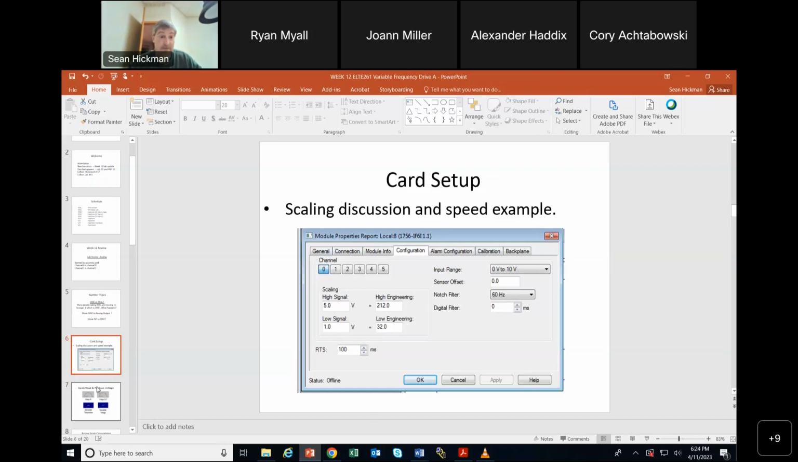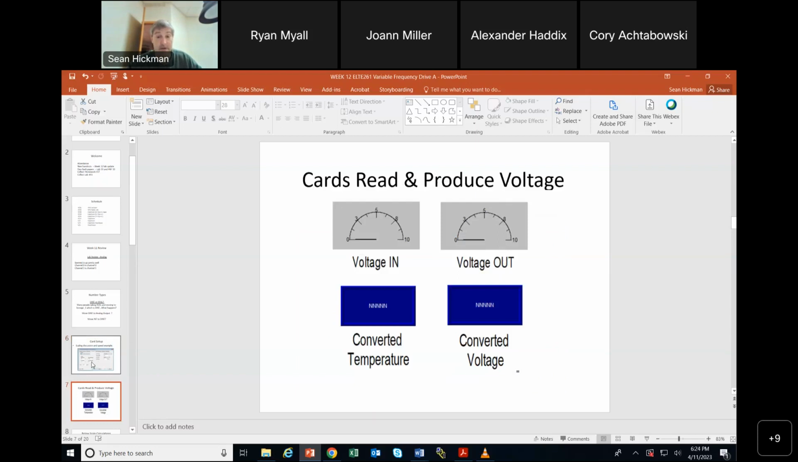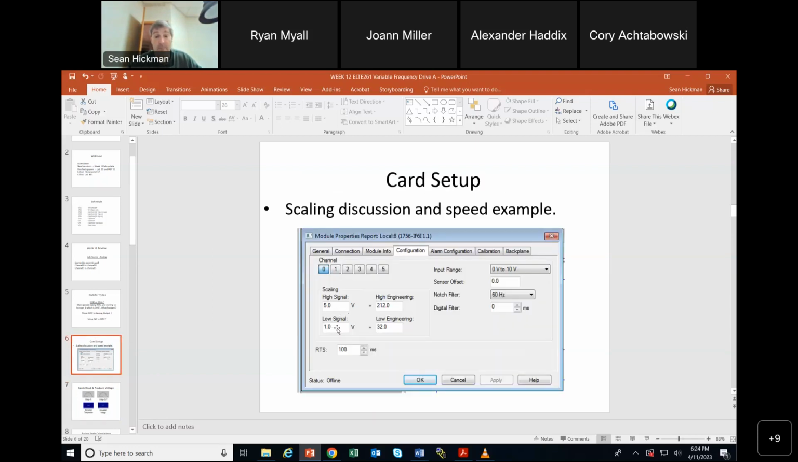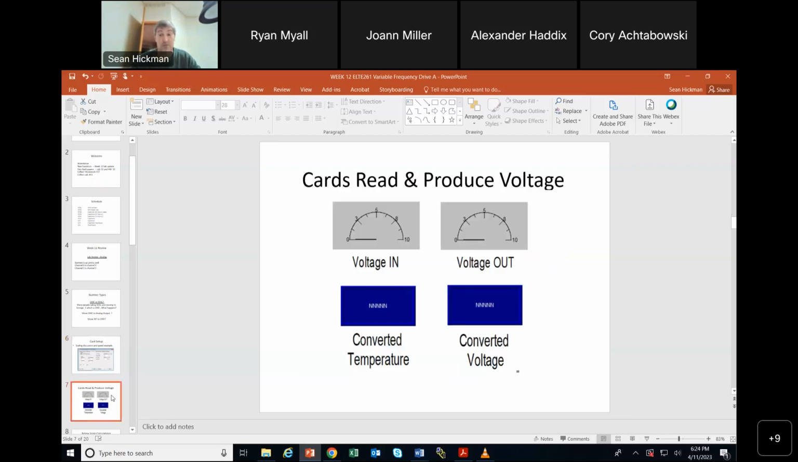But if I would have set my output card instead of my input, I would have said my output card, 32 degrees to 212 degrees equals 1 volt to 5 volts. So I'm basically taking that and trying to move it back. The output card looks a little bit different here than the way that this does. You still have to set it up, but you can do the same thing here, just reverse between your high and your low engineering. That's the way the output card would work.